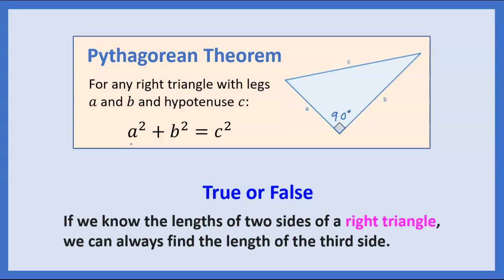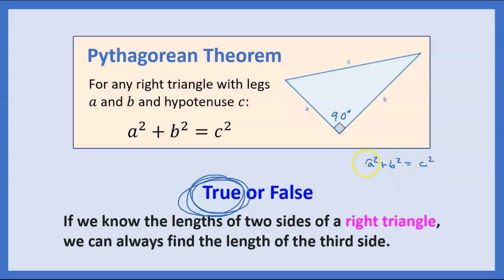So true or false, if we know two lengths of the sides of a right triangle, we can always find the third one. If we know two of these numbers, can we find this third one? Yeah, this is also true. Because once again, we're just solving for one of these variables. This is going to be a little bit more complicated than the last one where we just subtracted it from 180, but we can still solve this for one of these variables.